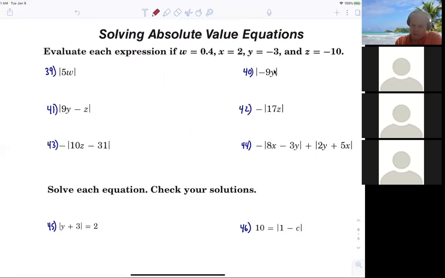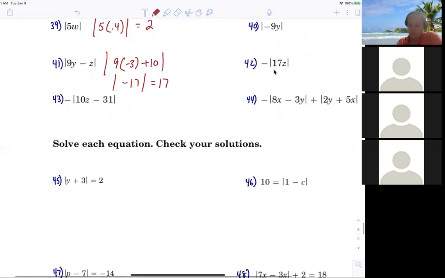The absolute value of 5 times w. So absolute value of 5 times 0.4. All right, 5 times 0.4 is 2. Absolute value of 2 is 2. All right, 41. Absolute value of 9 times the y value, which is -3, minus the z value, which is -10. So it'd be plus 10. So now we just do the mental math. -27 plus 10 is -17. Absolute value of -17 is 17.